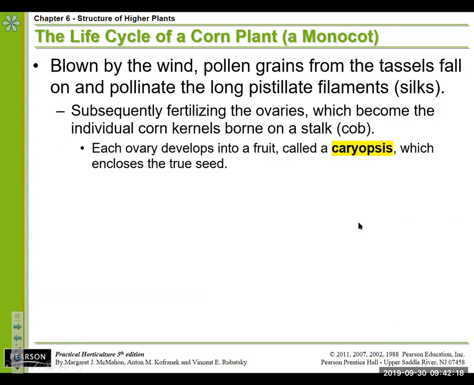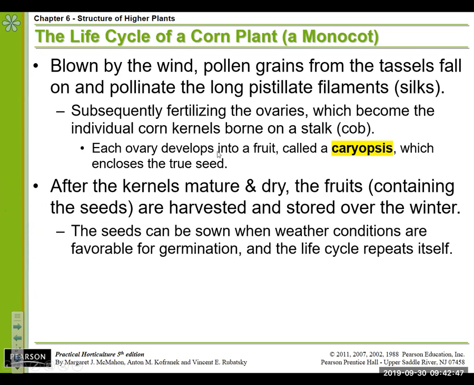So then what happens, often for corn, we might eat them fresh as sweet corn, or we might leave it on the plant to dry. Either way, the ovary develops into a fruit. We call it a kernel, but in the botanical world, it is a caryopsis, which encloses the true seed, what will become dormant and eventually become a new plant.